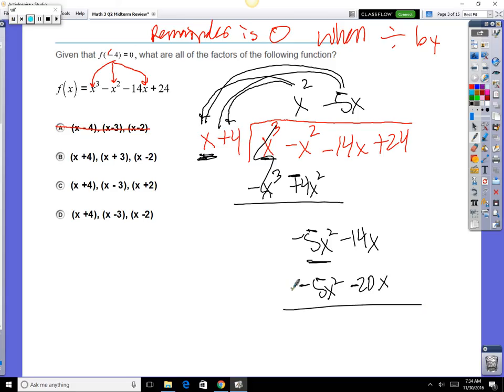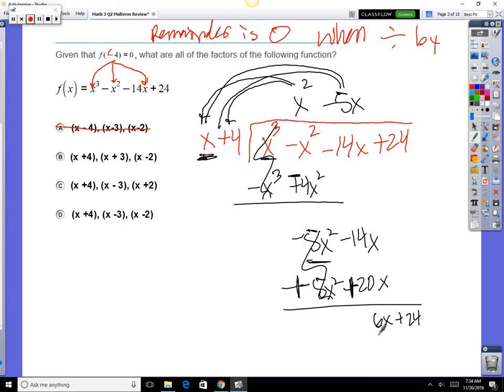Now you've got to subtract. So you've got to subtract that and subtract that, which is going to actually turn them both to positives. That's 0, and that is 6x. Bring down my next term, bring down 24.